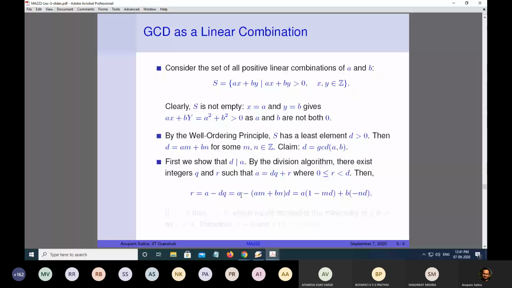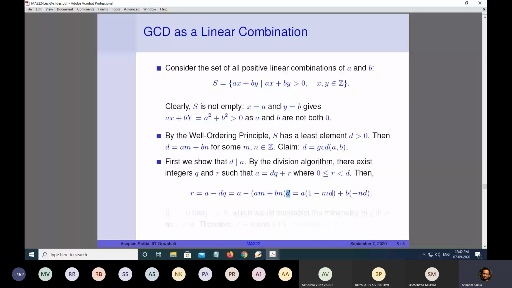Since D is a member of S, it is the least element of this set. So D is AM plus BN for some m, n belonging to Z. There is a typo here, it should be Q. Remember that I'm substituting D. So it should have been A minus, replacing D by this, and this is actually Q. So it is A minus AMQ actually, and this should be BNQ.